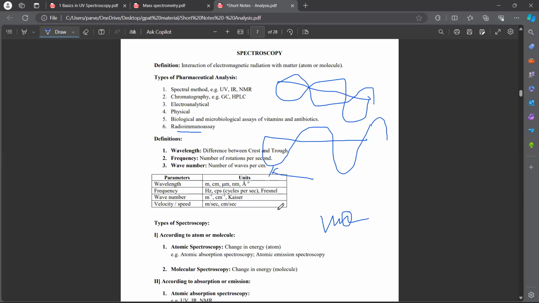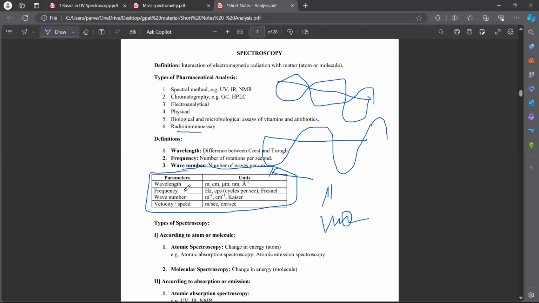Next, wave number. Wave number indicates the number of waves passing through a space of 1 centimeter. For example, if this is a distance of 1 centimeter, how many waves pass through it is known as the wave number. The units are very important, guys. Wavelength units can be meters, centimeters, micrometers, nanometers, and Angstrom.